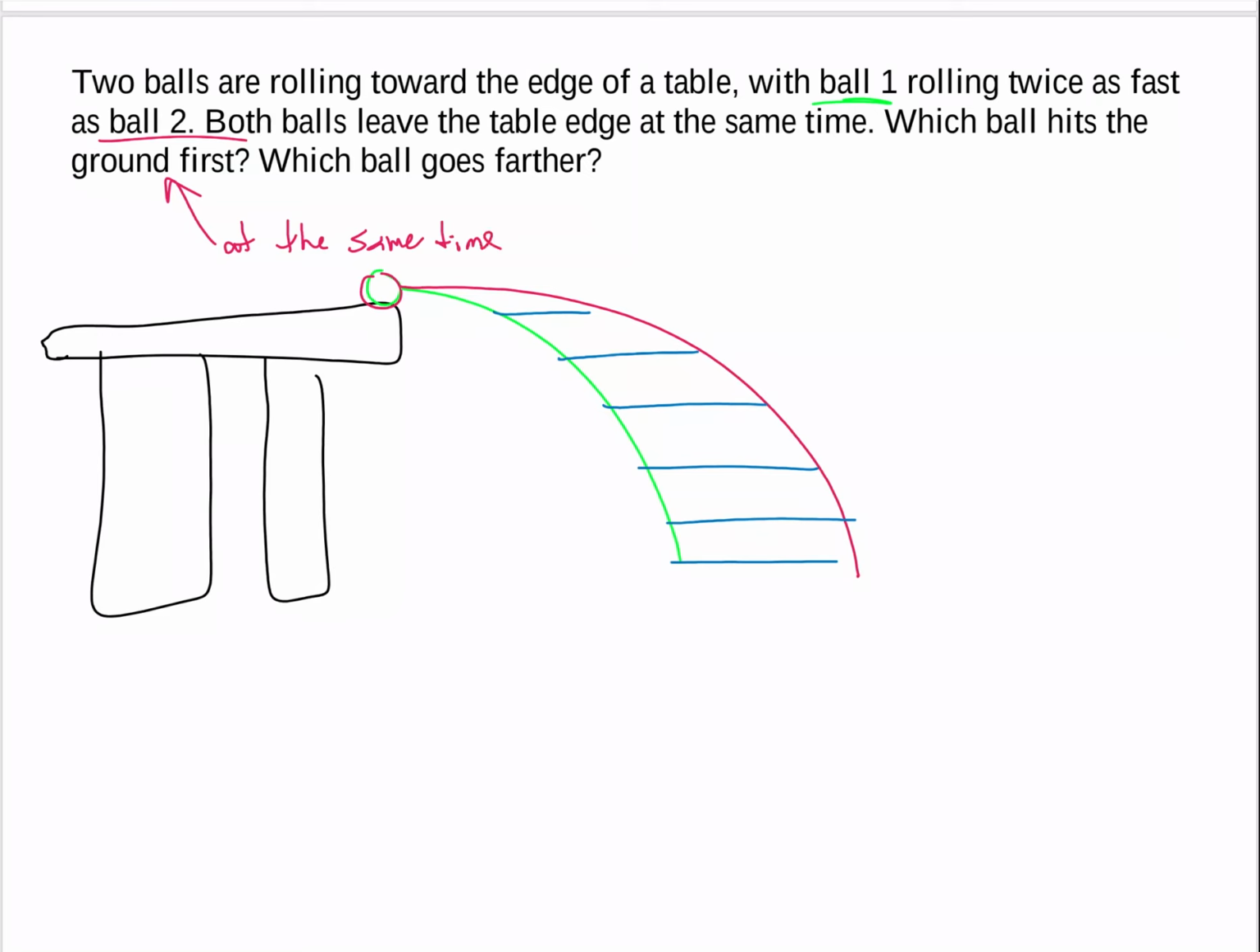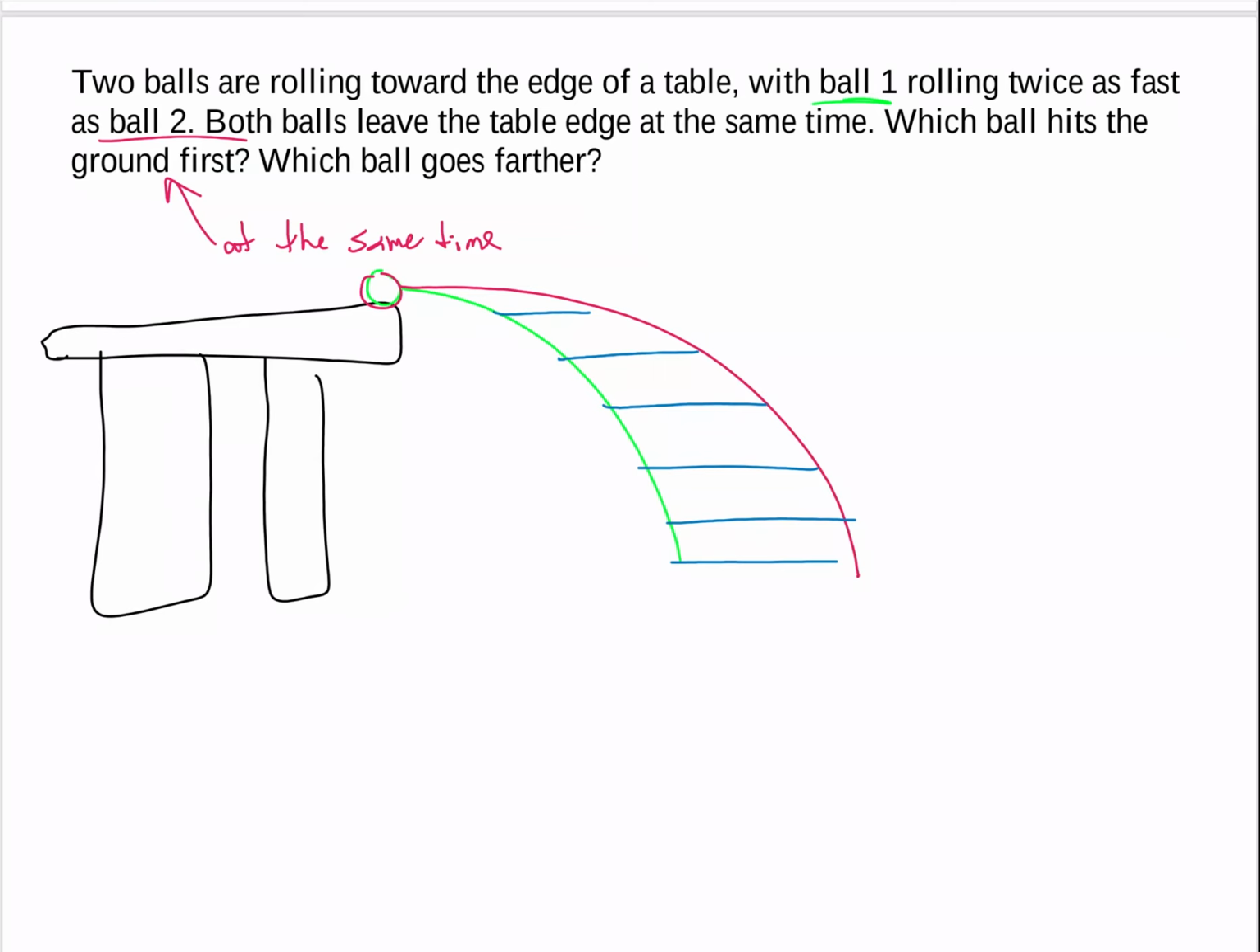Because they fall at the same rate, they will hit the ground at the same time. Their vertical motion is just like free fall. Which ball goes farther? The one that's moving faster will go farther, because they both hit the ground at the same time. One is going faster than the other, therefore the one that's going faster is going to go farther before it hits the ground. So which one was going faster?